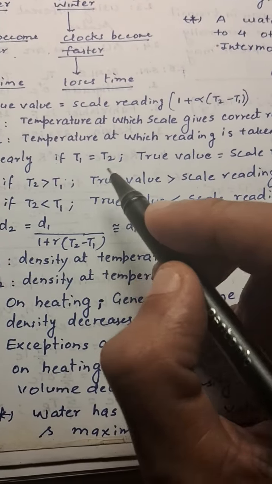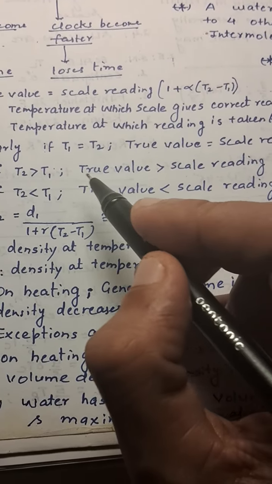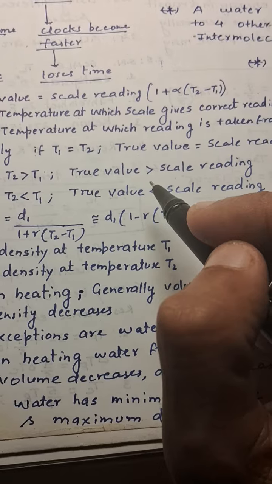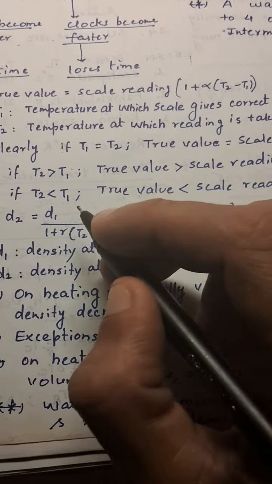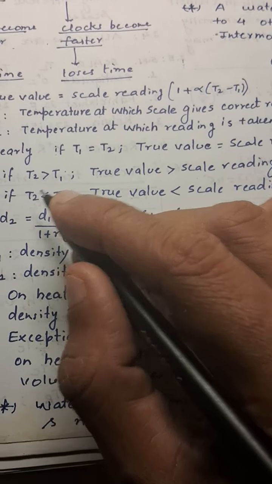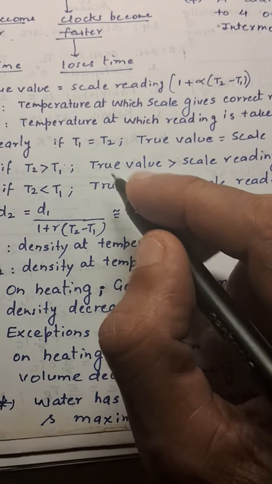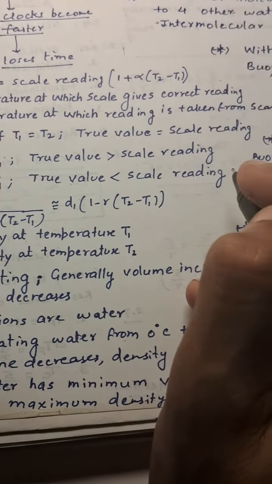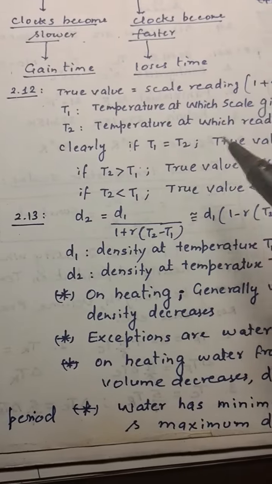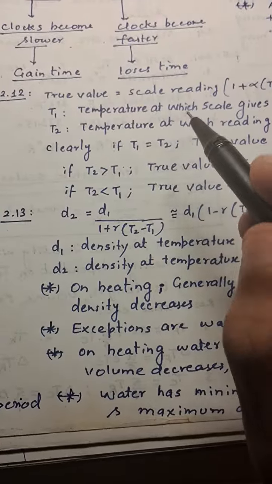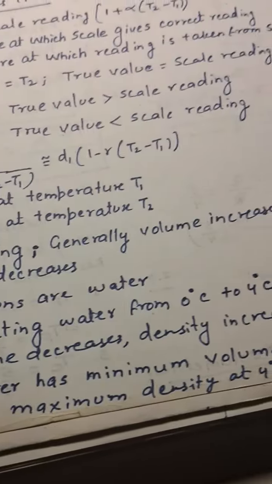Second case, if T2 is greater than T1, true value is greater than scale reading. In case 3, if T2 is less than T1, true value is less than the scale reading. So this analogy we can draw using these relations.